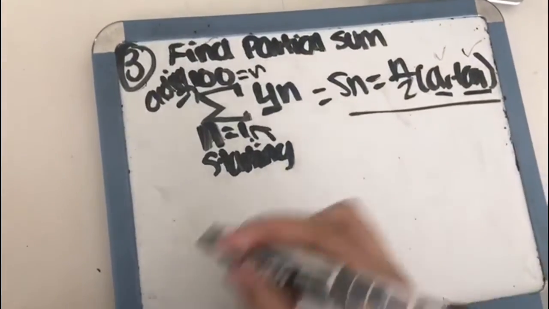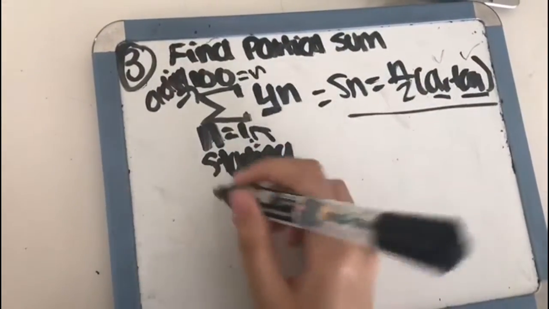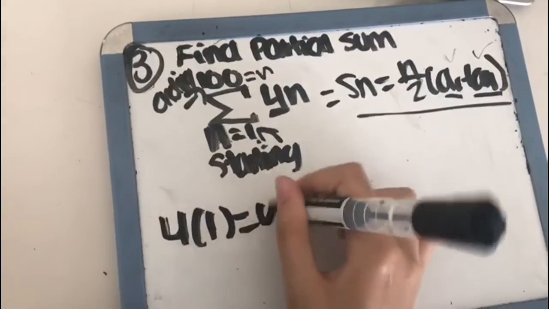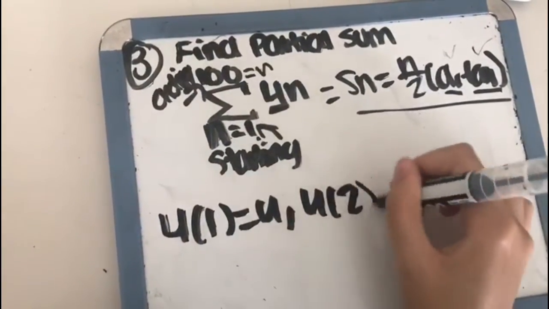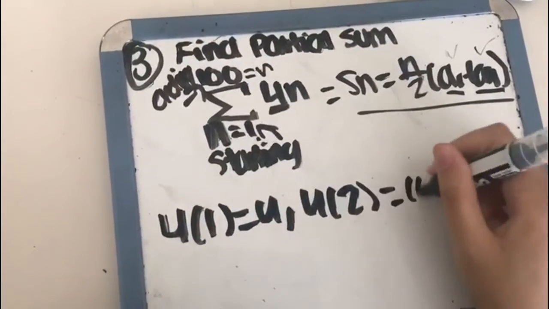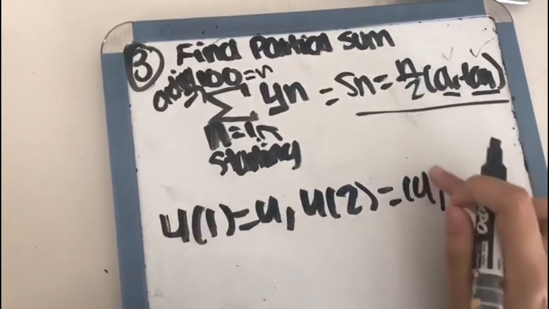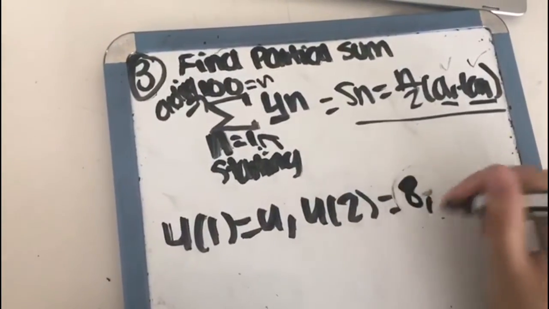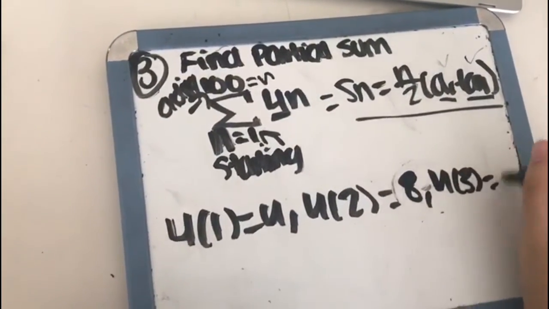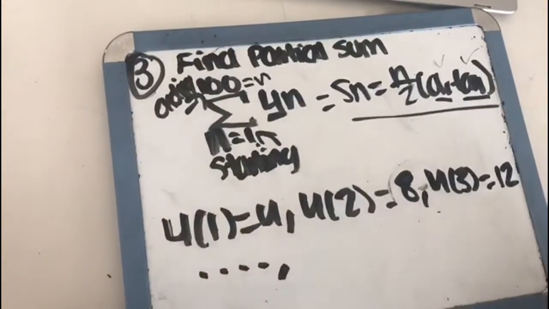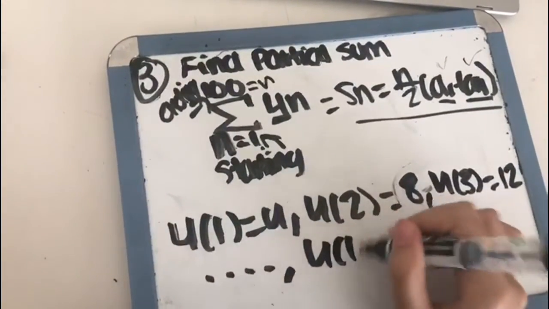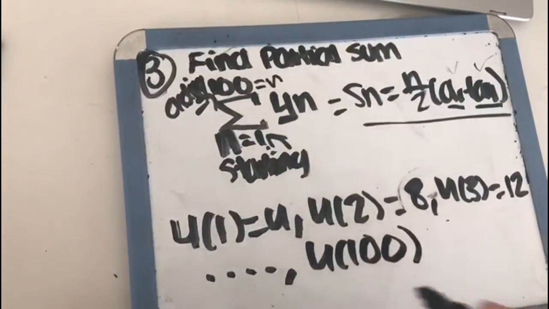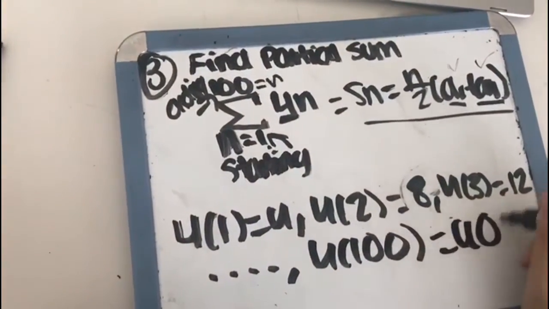So let's find a1 first. Now this is 4n, so that means we're just going to do 4 times 1, which is 4. Let's try finding 4 times 2, just to give you an example of what I'm doing. Sorry, I thought it was 7, my bad. That's 8, and 4 times 3 is 12, and then just skip it through and do 4 times 100, which is the last term of the sequence. The last term would be equal to 400, right?